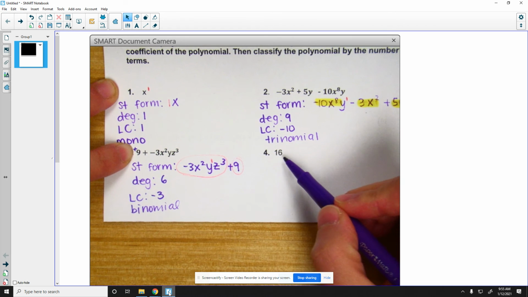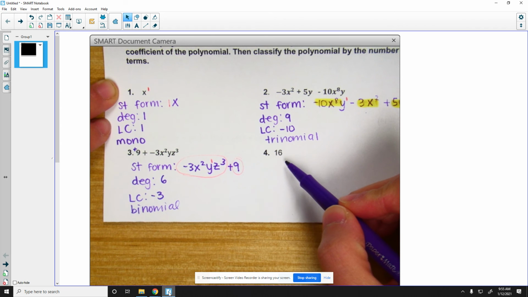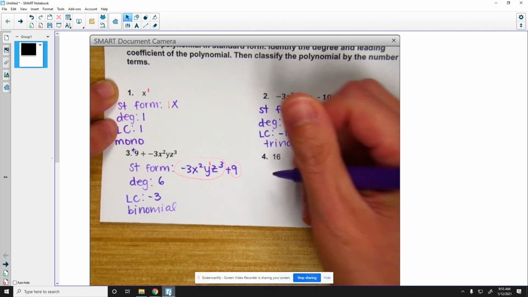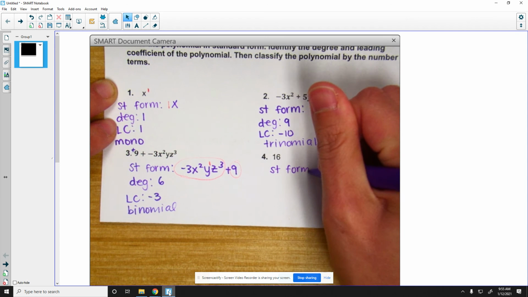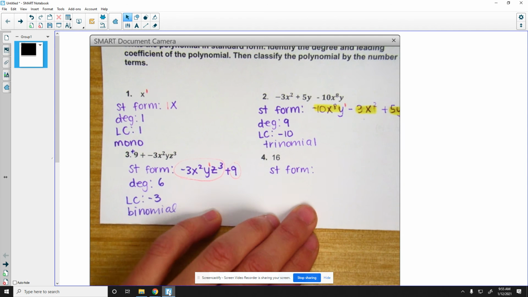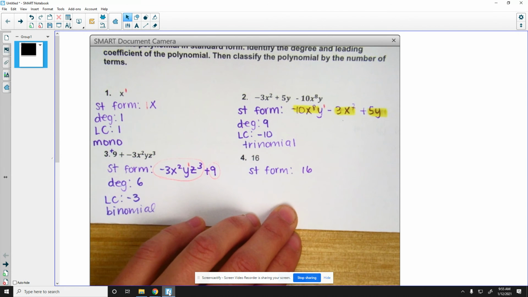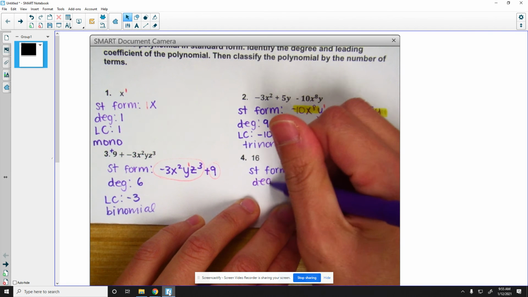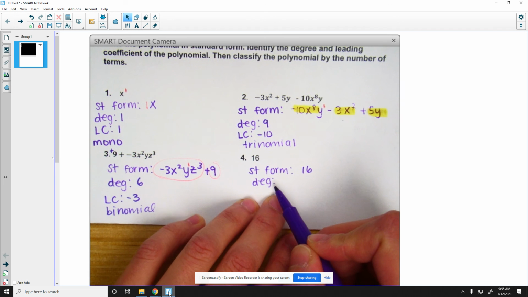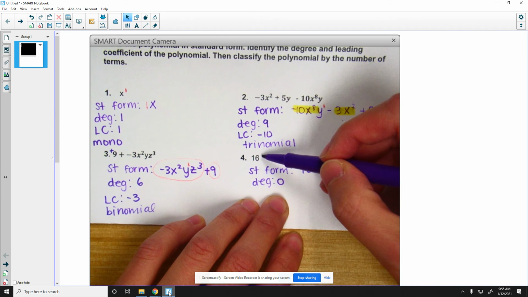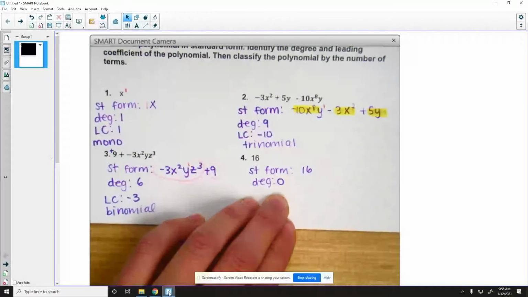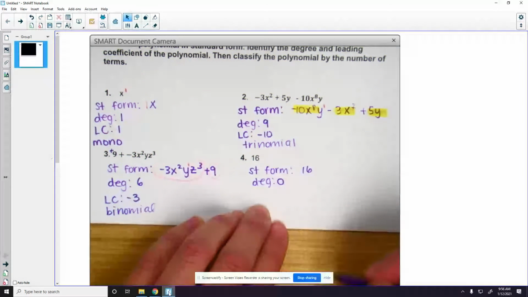All right, the last one looks the easiest because it's the shortest, but it's actually the hardest one, okay? So, standard form, 16. What is 16 in standard form, guys? 16, just the same, right? You can't rearrange only one thing, so you just copy it down. Okay, so that's hopefully not too bad. Degree, I wonder if you remember this from Friday, because this is kind of a trick question. What is a degree, guys? 0. Good job. It's not 1. I know some of you are like, no, it's 16 to the 1. No. Remember the rule for a degree? It has to be for the variable. There is no variable here, so your degree is 0.